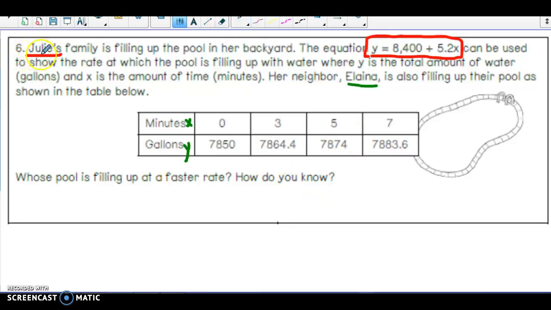Well, let's go back to Julie's information. We've been given this equation to look at for Julie's pool. The rate, or rate of change, is really just your slope. So if you look at your equation, it's in y equals form. Our constant term is 8,400. So this is not our slope. Our slope is down here. Remember, it's always the coefficient to x. So for Julie's family, we have 5.2 gallons per minute going into the pool. So we'll just write that down.